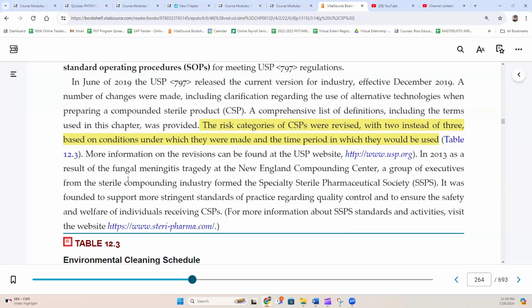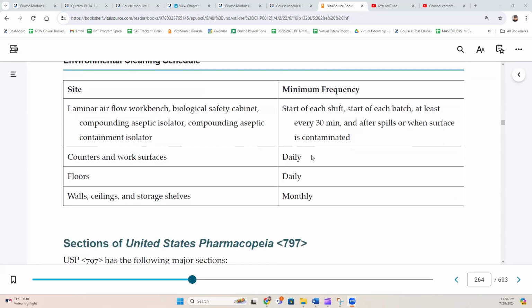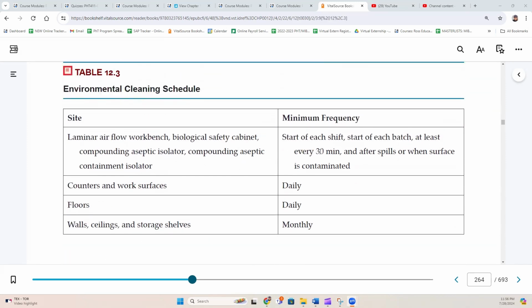In 2013, as a result of the fungal meningitis tragedy at the New England Compounding Center, a group of executives from the sterile compounding industry formed the Specialty Sterile Pharmaceutical Society. It was founded to support more stringent standards of practice regarding quality control and to ensure the safety and welfare of individuals receiving CSPs. Table 12.3 shows the environmental cleaning schedule with the site and the minimum frequency. So that's an important table there.